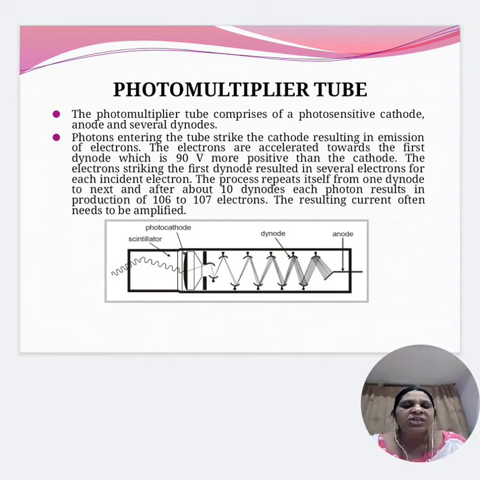Then the next part is the detecting system. Generally photomultiplier tubes are used. The detection system is the photomultiplier tube. As you already know, a photomultiplier tube comprises a photosensitive cathode, an anode and several dynodes. Photons entering the tube strike the cathode and result in emission of electrons. These electrons are accelerated towards the first dynode, which is at 90 volts more positive than the cathode.